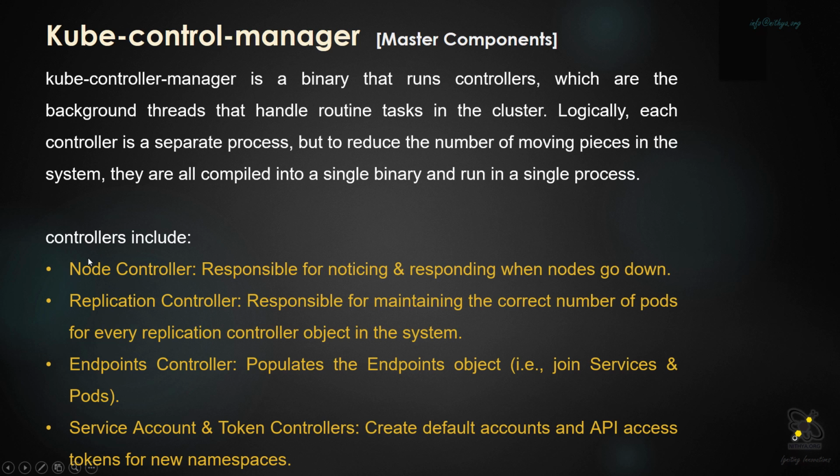Logically these are different controllers, but actually they are grouped into one single binary. Logically, each controller is a separate process, but to reduce the number of moving pieces in the system, they are all compiled into a single binary and run in a single process. If you look at kube-controller-manager, it will run as a single container in your master node. You will not see them separately, but actually separate background threads are running logically and doing their work separately, though it is a single binary.